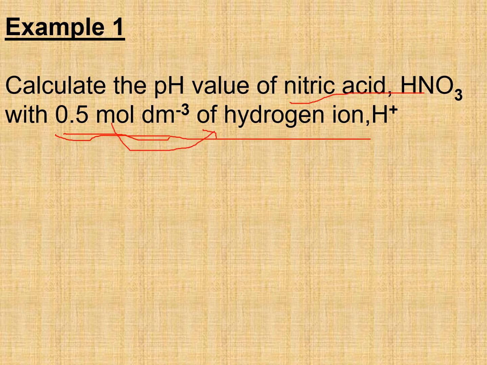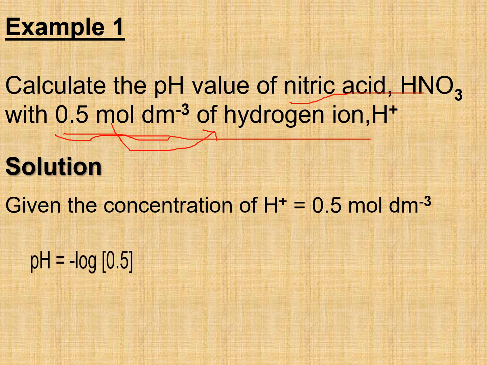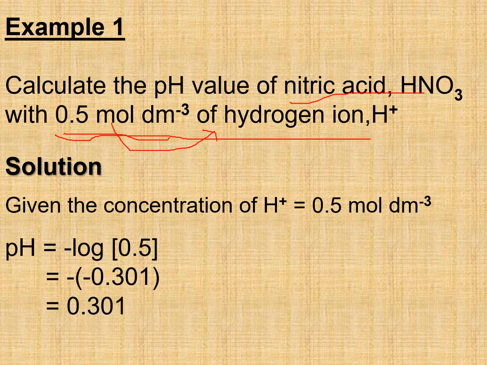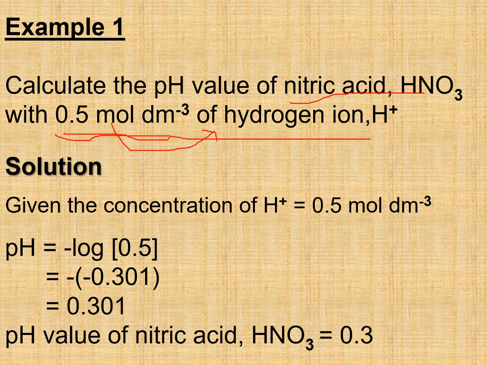So what should we do? Using pH equal to negative log concentration of H plus ion, write down. Okay, first on your answer, you have to write down like this. pH is equal to negative log concentration of H plus. Oh, sorry, H plus is 0.5. So how to calculate log 0.5?